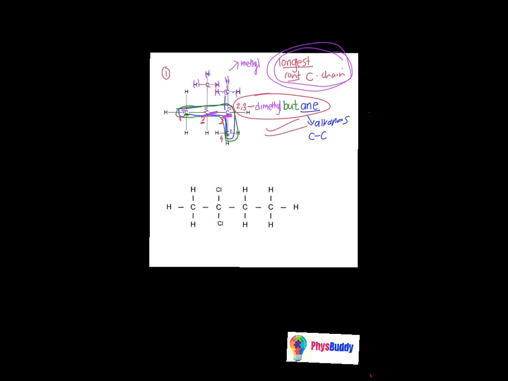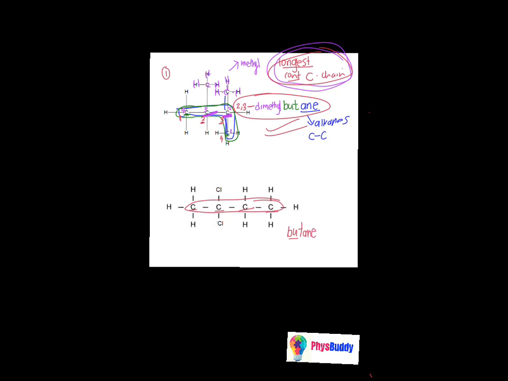Okay, so looking at the second example, we're going to follow the same method. We're going to look for the longest continuous carbon chain, and we can see that in this case it's a straight chain with 4 carbons. So the prefix of the main name would be but because of the 4 carbons, and we see single bonds between the carbons. So again, it's from the alkanes and the name ends in ane, so butane.